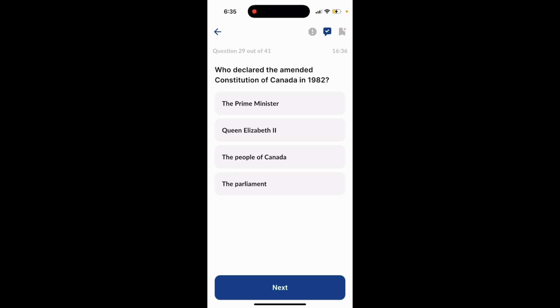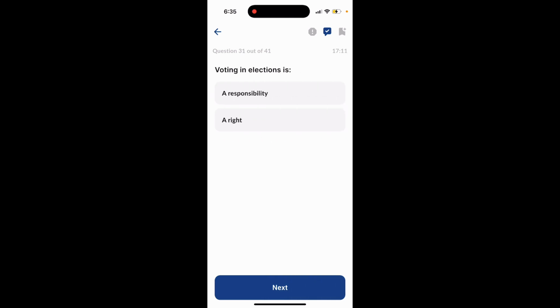Question 29. Who declared the amended Constitution of Canada in 1982? The Prime Minister, Queen Elizabeth II, the people of Canada, the Parliament. The answer is Queen Elizabeth II, option 2. Question 30. Military service is compulsory in Canada. Is that true or false? That is false. Question 31. Voting in election is a responsibility, a right. The answer is option 1, a responsibility.